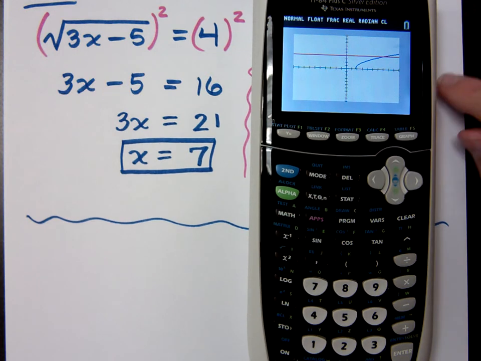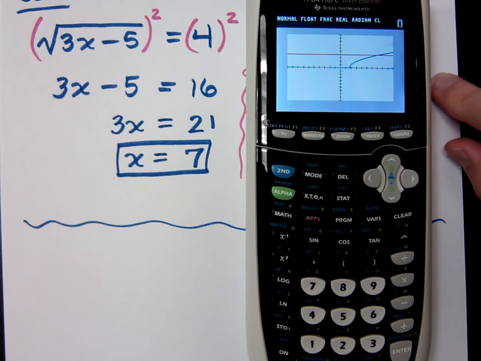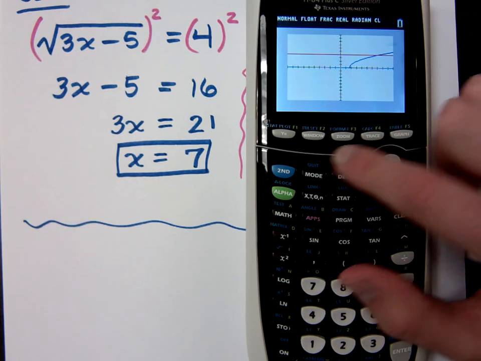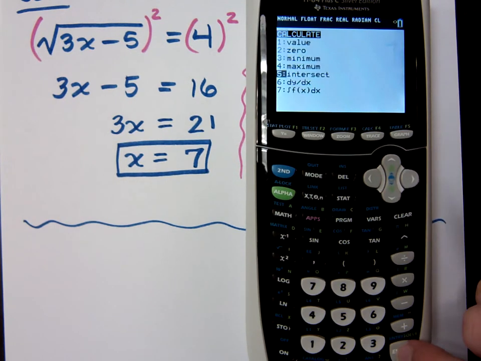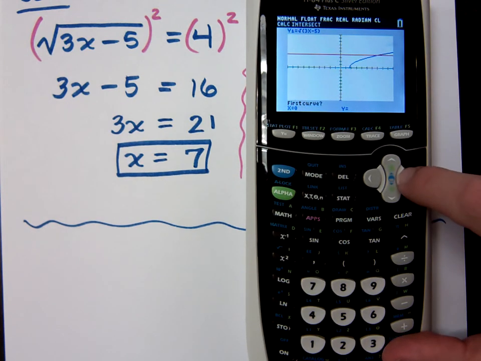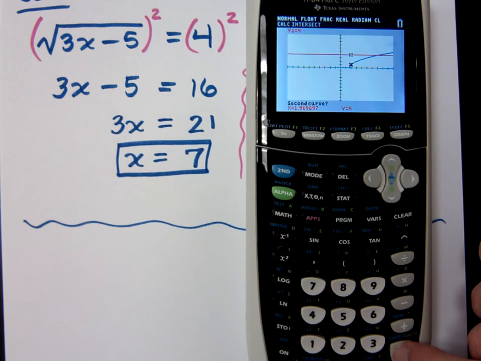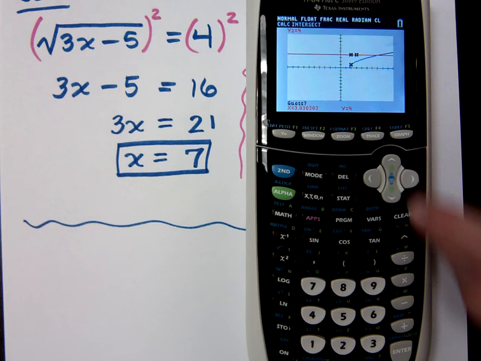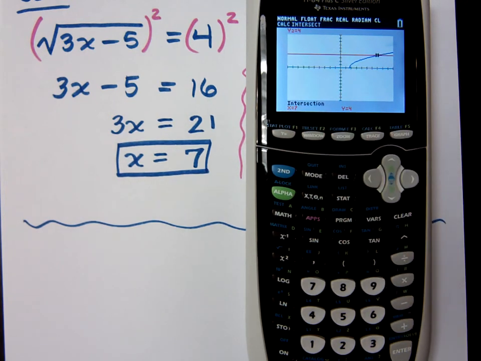Do y'all agree? So that's verified. You could also do second trace to calculate the intersection point right here. First curve, second curve, my guess, and it tells me that x equals 7. So I know that x equals 7 is my solution. Perfect.